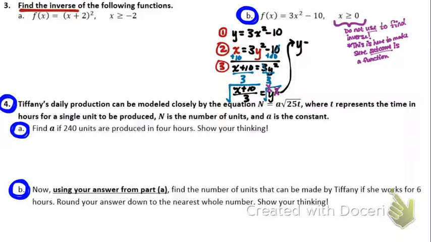So I would have y equals the square root of x plus 10 over 3. Am I done? No. Why not? Yes, we need to do f with the little -1. We got to name our inverse. F inverse of x. That takes the place of what? Of the y. That takes the place of the y. So I recopy the other side of the equal sign. And now I'm done.